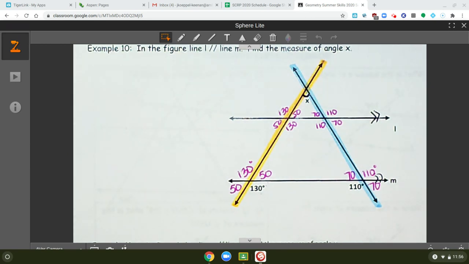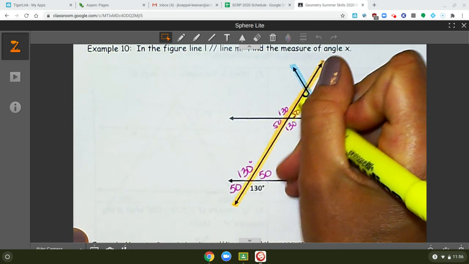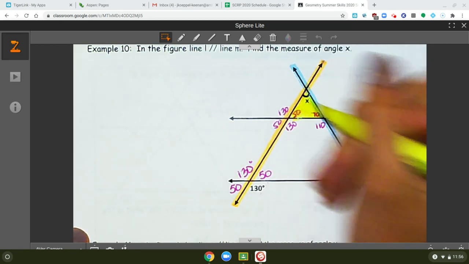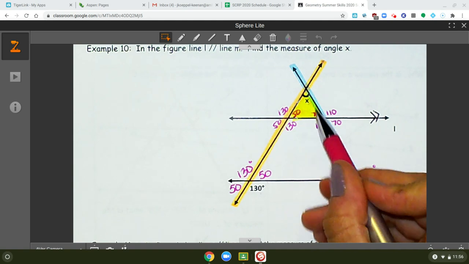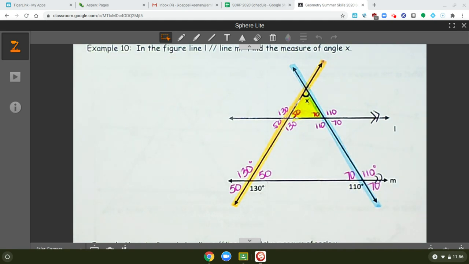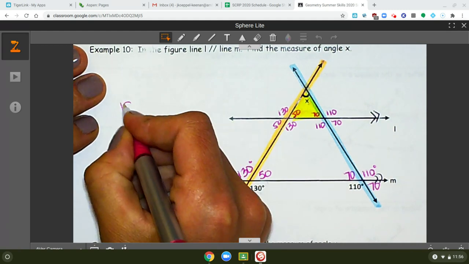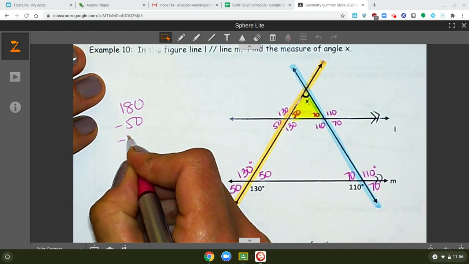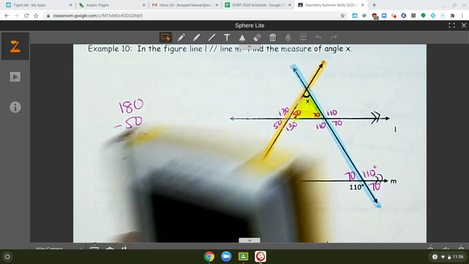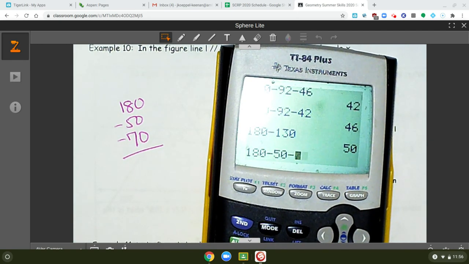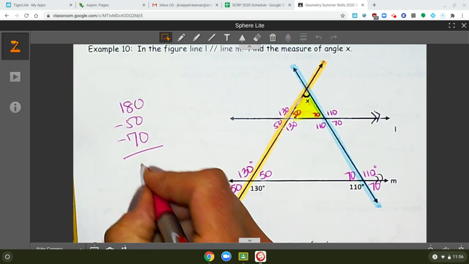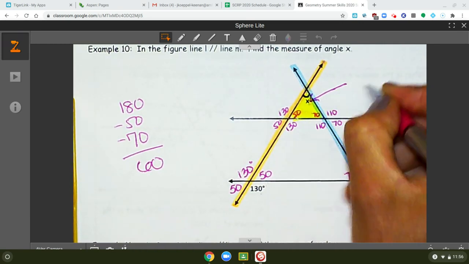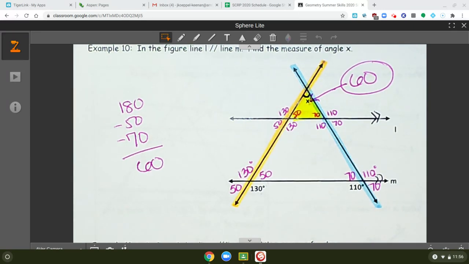Now I have filled in many angles here. Let's see, do we have enough information now to find angle X? Well, look at angle X. Is it part of a shape? Yeah, it is. There is a triangle here in the middle at the top. So these three angles have to add to 180 because they create a triangle. So 180 minus 50 minus 70. That top angle is going to be 60 degrees. So angle X is 60.